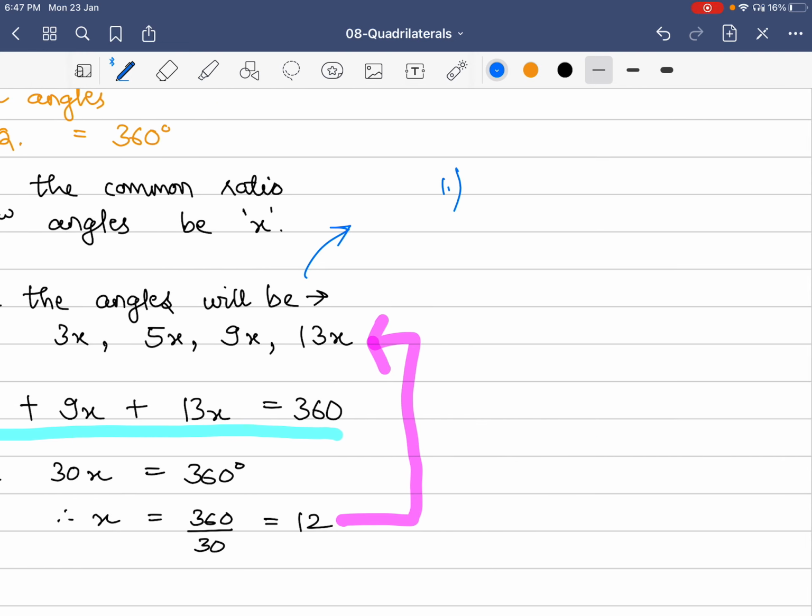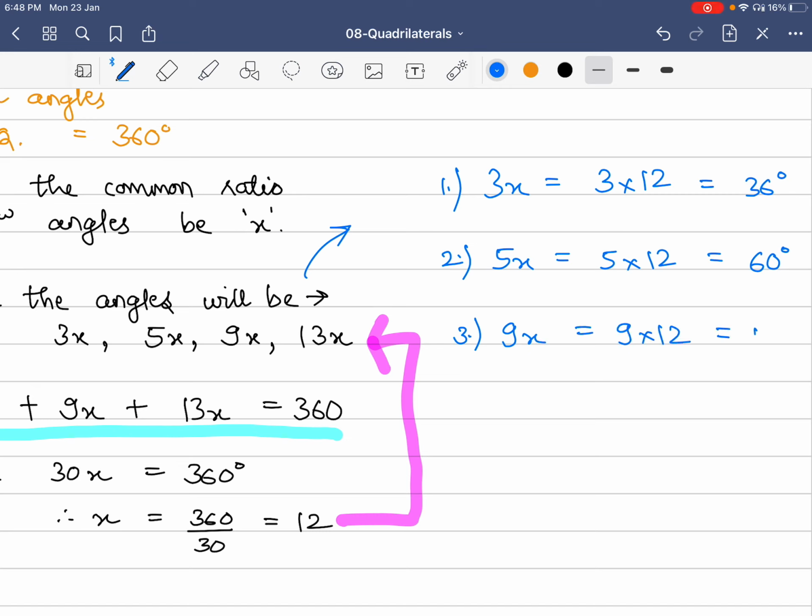So the first angle was 3x, which will be 3 into 12 now, which will be 36 degrees. Then the second angle was 5x, which will be 5 into 12, and thus that will be equal to 60 degrees. And then the third angle will be equal to 9x, that was 9 into 12, and 12 nines are 108 degrees. And the fourth angle is 13x, that's going to be 13 into 12, that will be 12 3s are 36, 3 1 carry us 156 degrees.